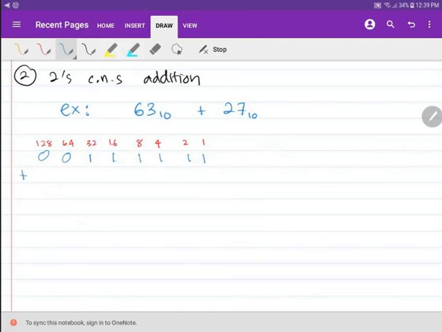So we do the same for 27. Which one of these weightages is closest and less than 27? 16, right? So take away 16 from 27.